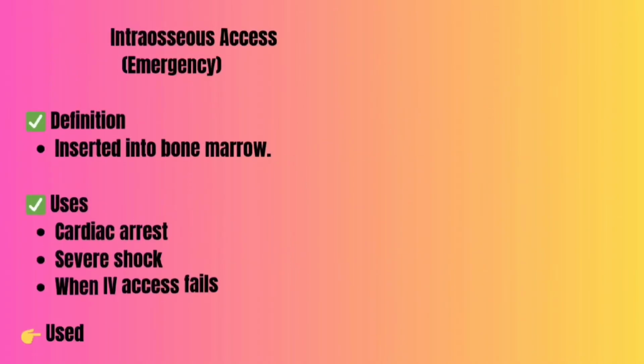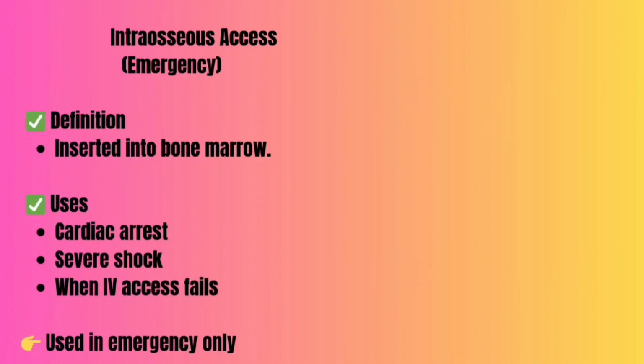Next is intraosseous access. This type of cannulation is only for medical emergency. What is the definition? Inserted directly into the bone marrow. This intraosseous access is used only in medical emergencies, for cardiac arrest patients and severe shock patients, and when IV access is not possible or fails. We use intraosseous cannulation only for emergencies.